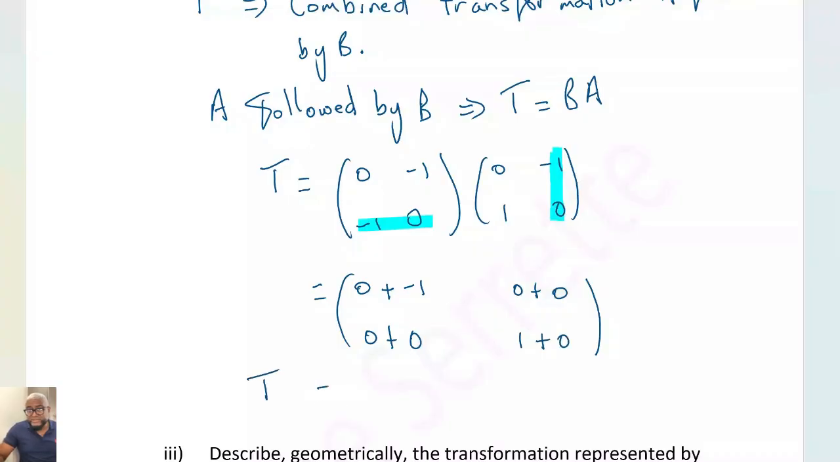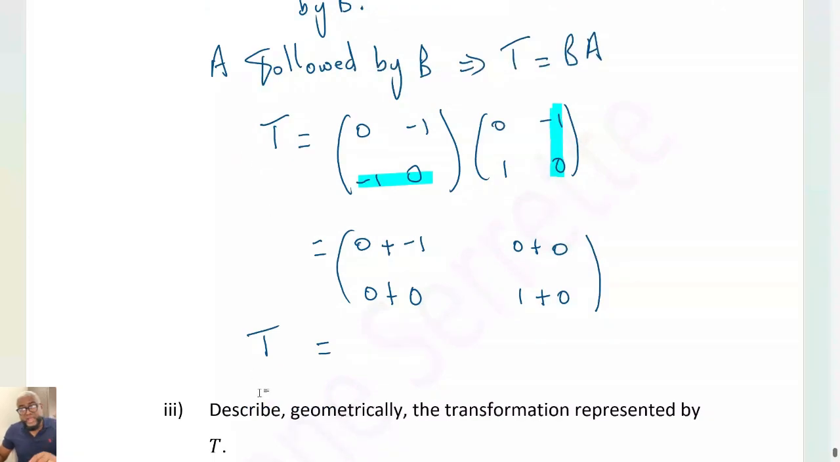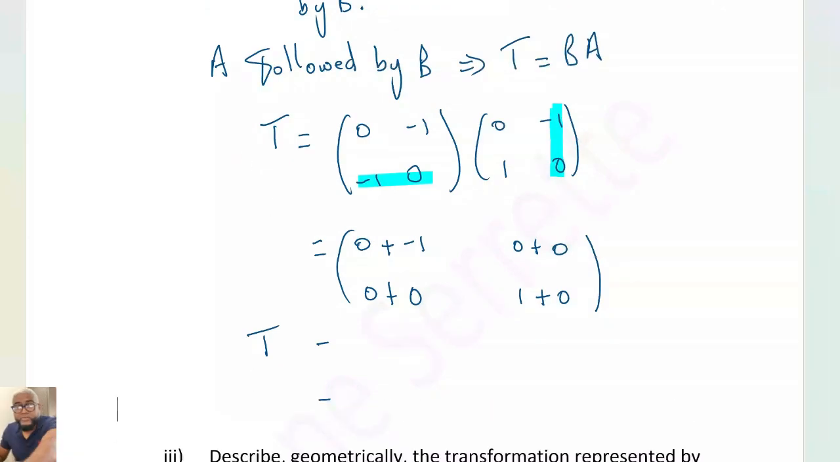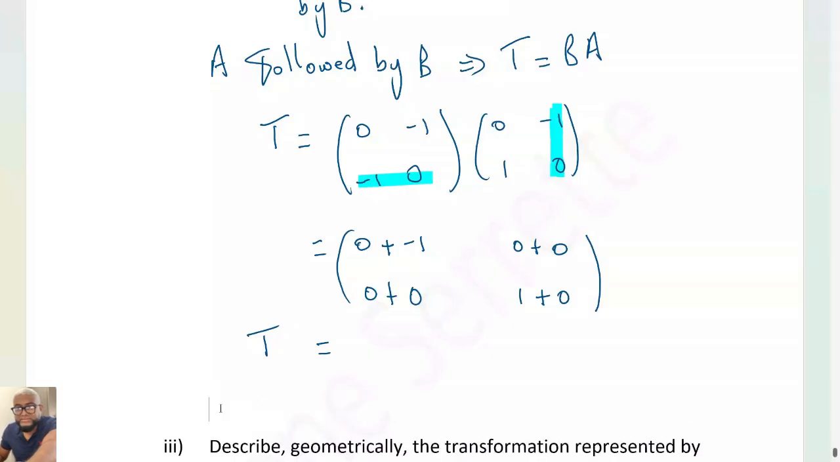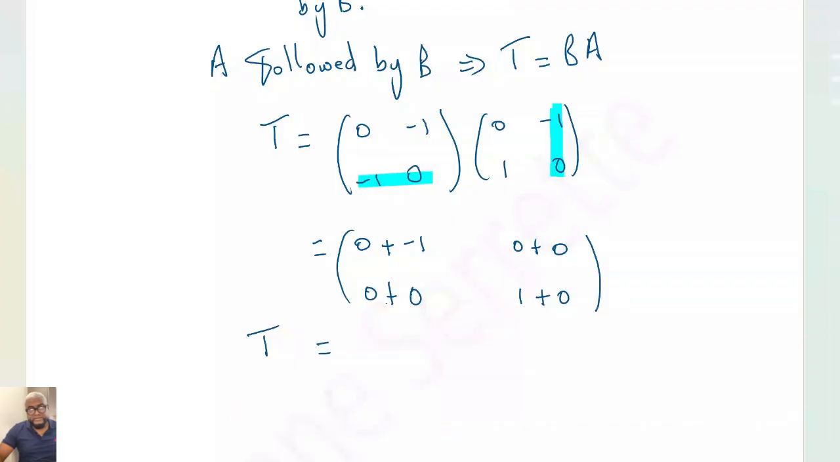So my matrix T, which is the combined transformation of T of A followed by B, would be what? Excellent. All right. Negative 1, 0, 0, 1. Right? Raise your hand if you got this. Anybody got this? Karishma got it. Jasmine Young got it. Destiny got it. Very good.